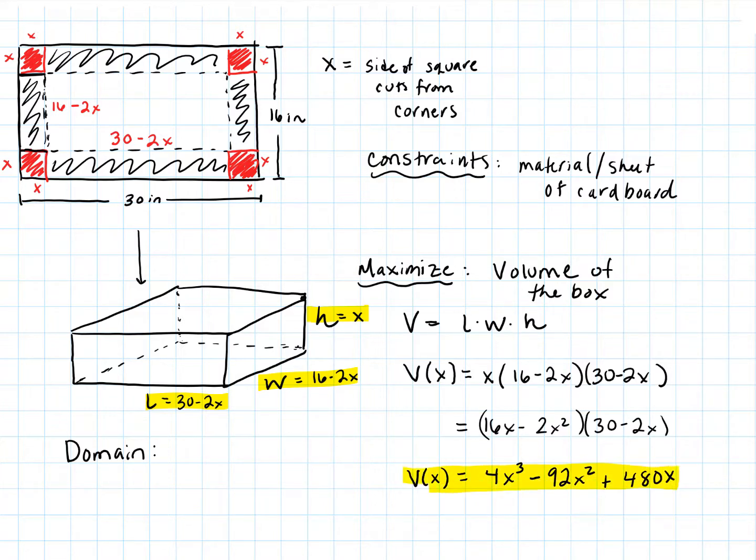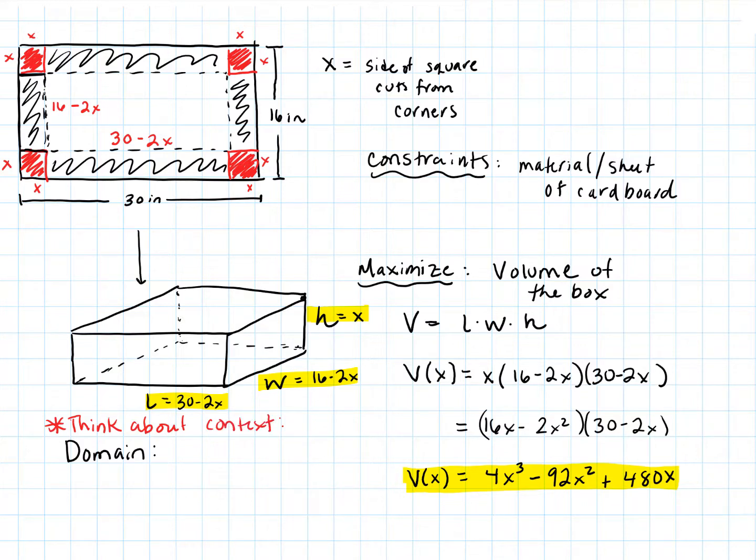That volume function has a domain of all reals. But in the context of this problem, we cannot use a side length of 50 inches. X cannot be 50. X can also not be -3. Okay? X is the actual amount of material we're cutting from the corners of our original piece of cardboard. So for the domain, we have to think about the context.